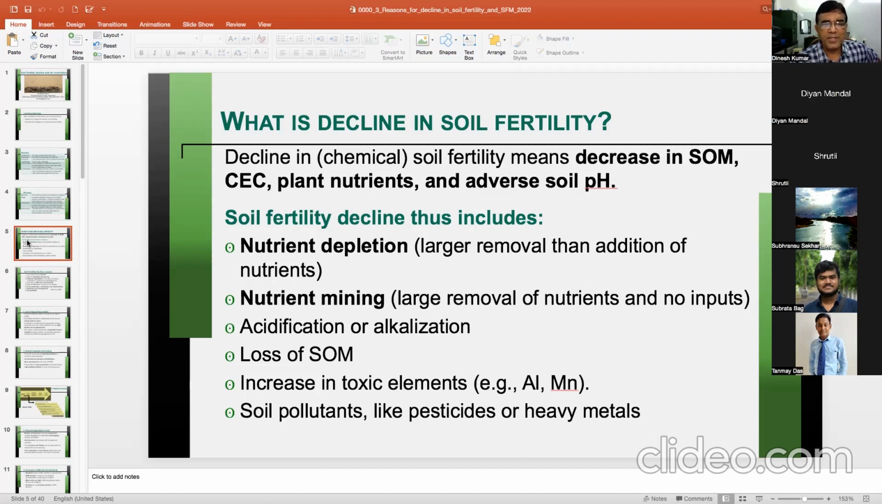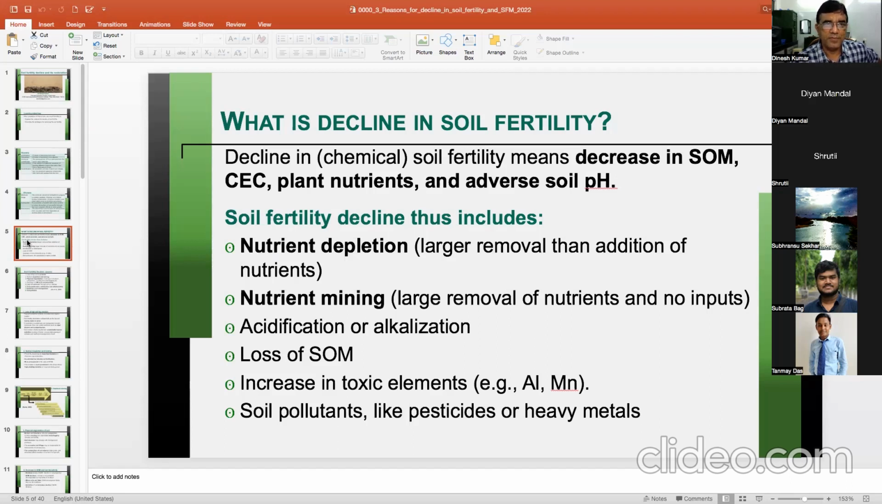There may be acidification or alkalization. You understand the reasons why acidification happens, why alkalization happens. This is not part of this course. You can understand from Brady's book what acidification is. Loss of soil organic matter is another serious issue. You have seen in India, many soils are getting organic matter levels depleted, or organic matter content is declining.